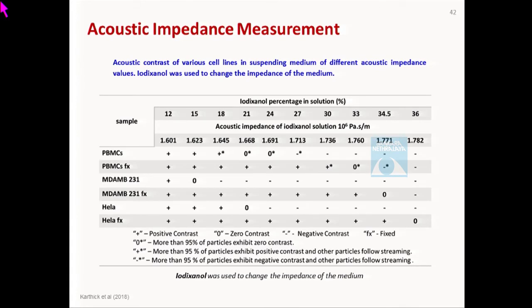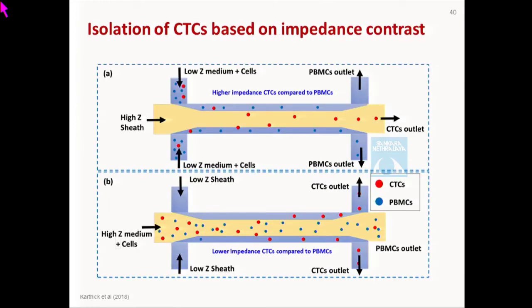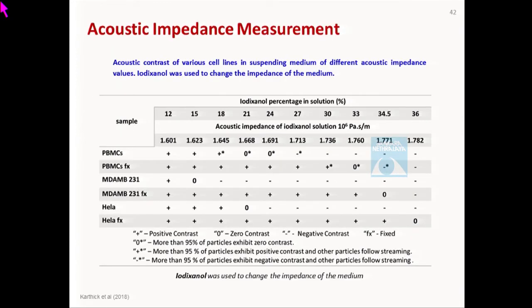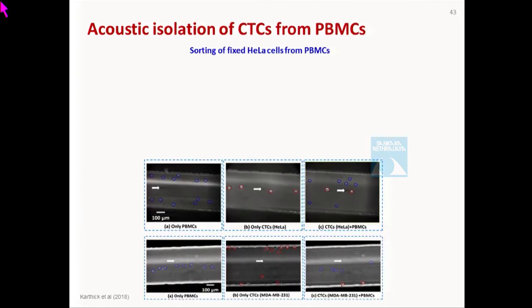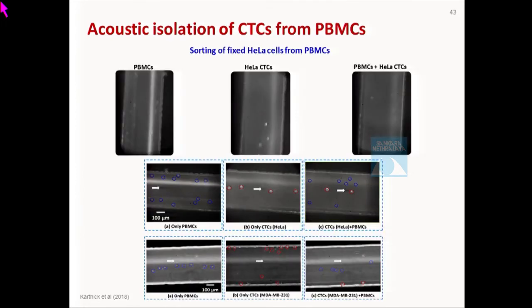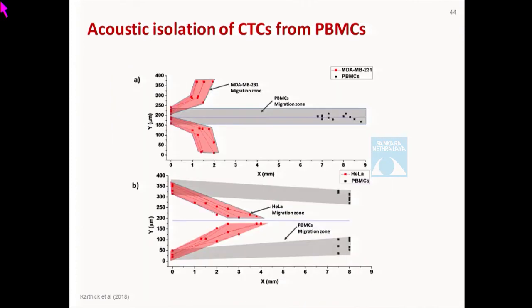And so we have actually used iodixanol solution to control the impedance of this suspending liquid. So the impedance of that was controlled by controlling the percentage of iodixanol. So you can have all positive, that means positive contrast factor, negative, negative contrast factor, zero is where the white blood cells will stay stagnant, or they just follow the streamline.